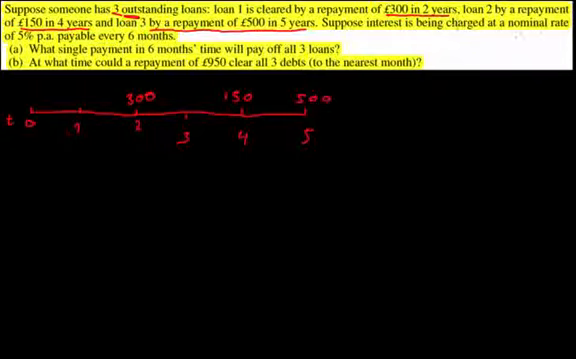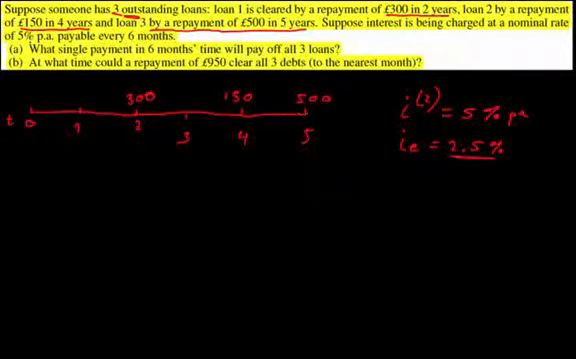Okay, so suppose the interest is being charged at a nominal rate of 5% per annum, payable every 6 months. So the way we denote that is like this, equals 5% per annum, which means the effective rate, and I write like this, i.e. the effective rate is going to be this 5% divided by 2, which is 2.5%. Okay, so now we can use this effective rate for discounting or compounding cash flows however we like.